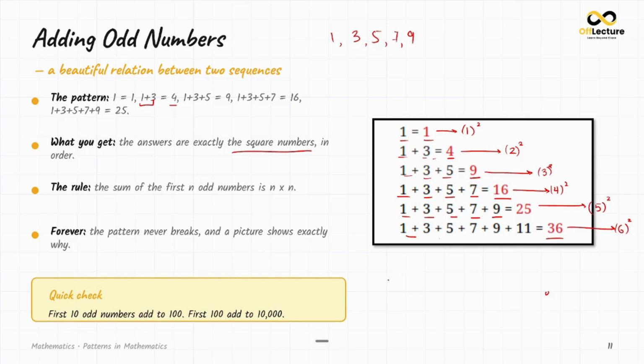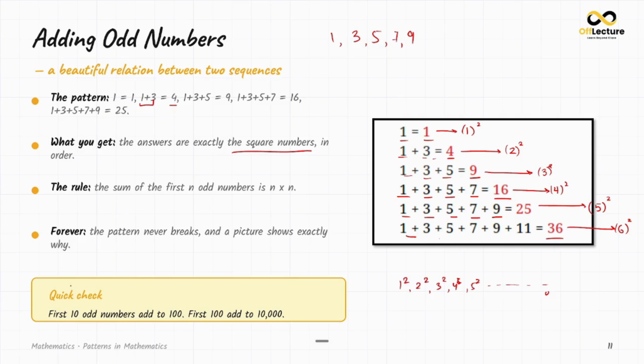So now what pattern are we getting? 1 square, 2 square, 3 square, 4 square, 5 square. This pattern never breaks, and a picture shows exactly why. You can do a quick check also. If you add the first 10 odd numbers, it will add up to 100. And if you add the first 100 odd numbers, it will give you 10,000.